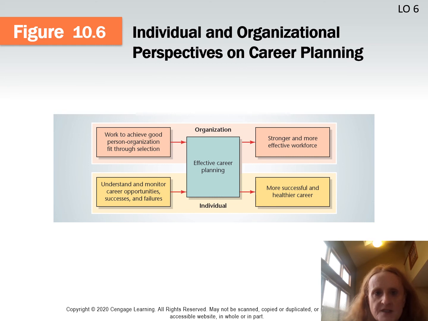This chart shows us individual and organizational perspectives on career planning. The important point here is that both the organization and the individual are part of the process in career planning. It is not just one or the other. The organization needs to work to achieve good person-organization fit through selection, and thus effective career planning can result in a stronger and more effective workforce. For the individual, they need to understand and monitor career opportunities, successes, and failures, and then they can be more successful and have a healthier career.